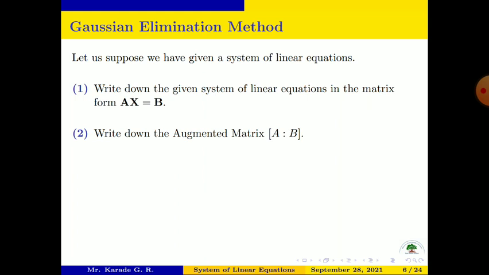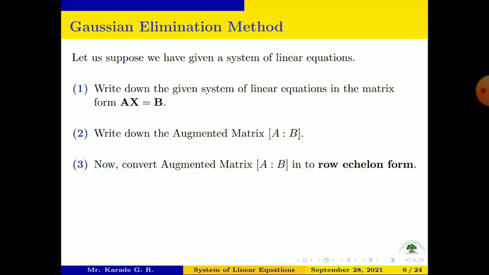In the second step, we write down the augmented matrix [A | b]. This matrix is obtained by using matrix A and matrix B. On the left-hand side we write matrix A and put a partition using a dotted line, and on the right-hand side of that dotted line we write matrix B. In this way we write the augmented matrix, and that augmented matrix is of great importance.